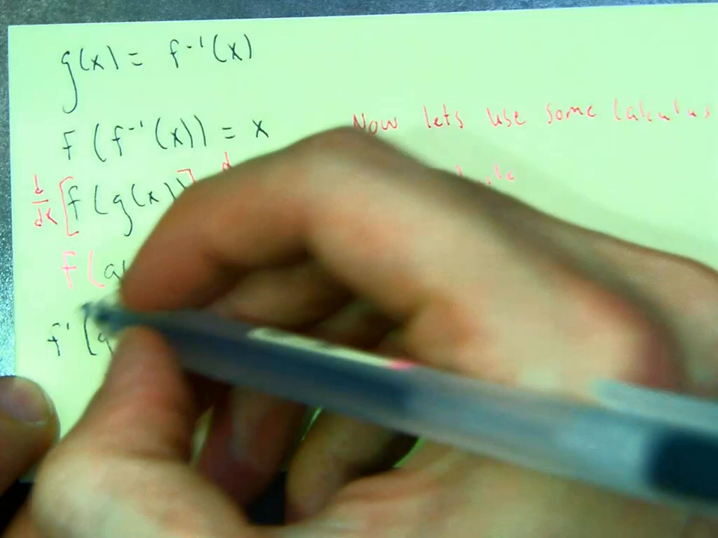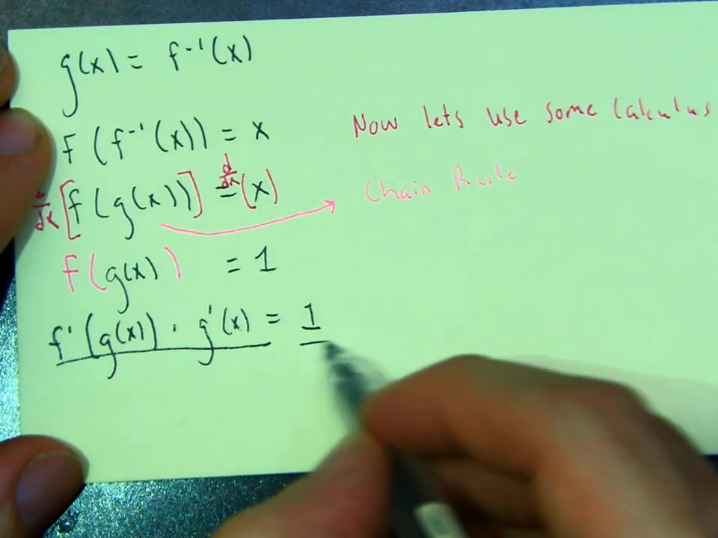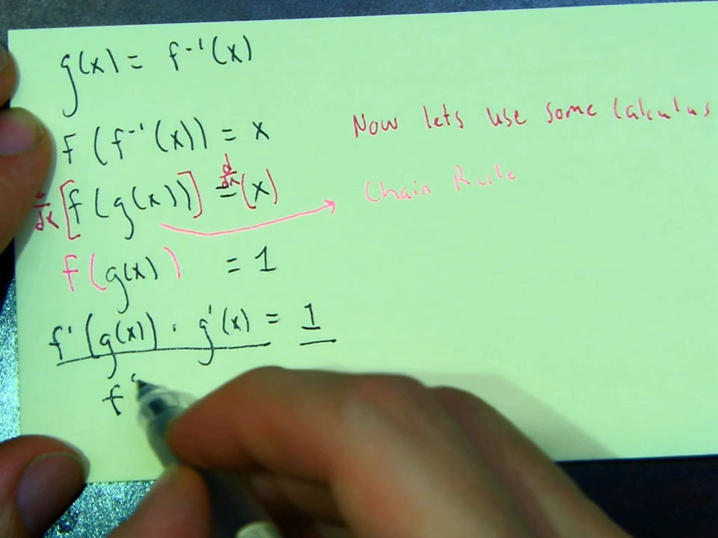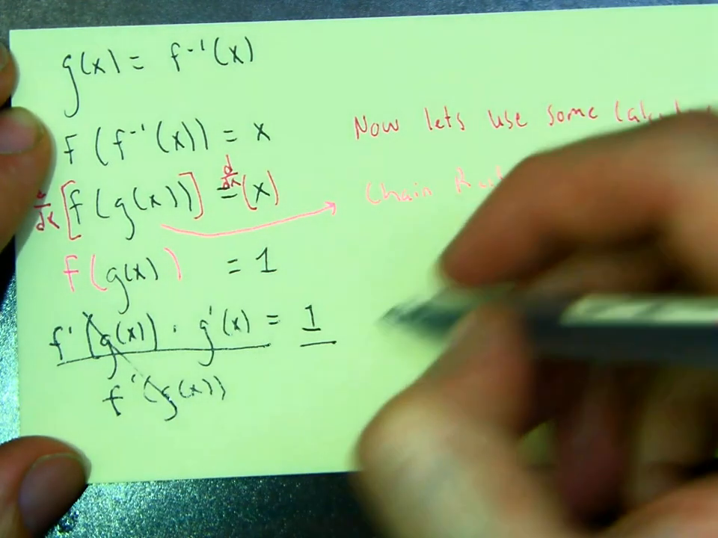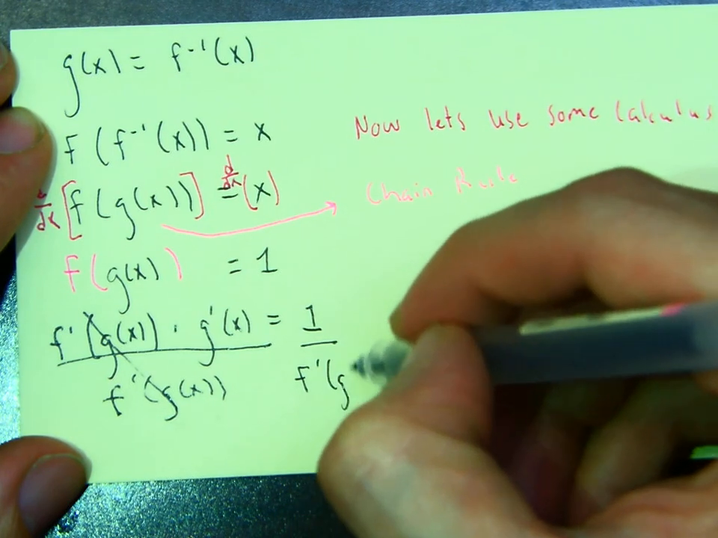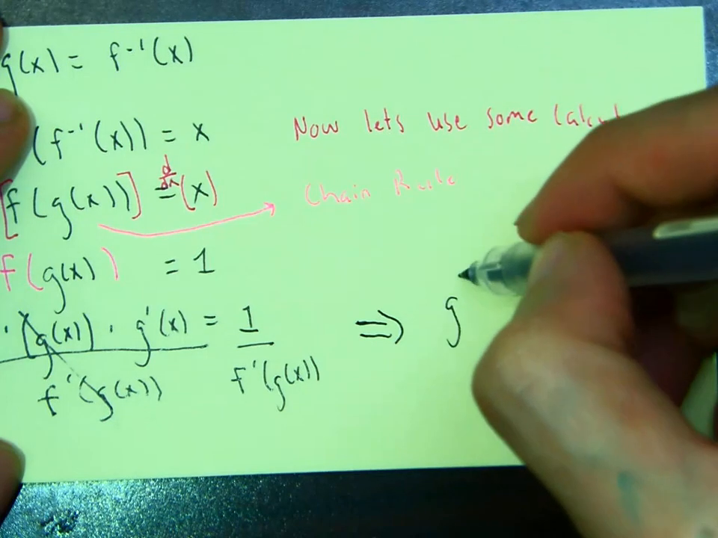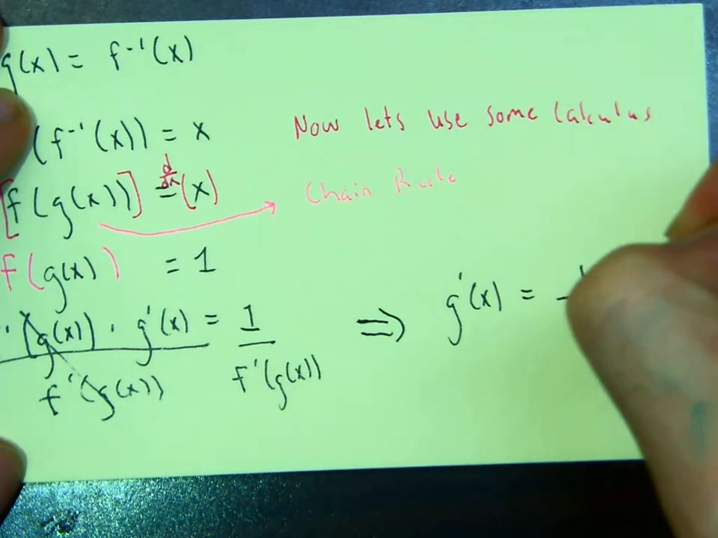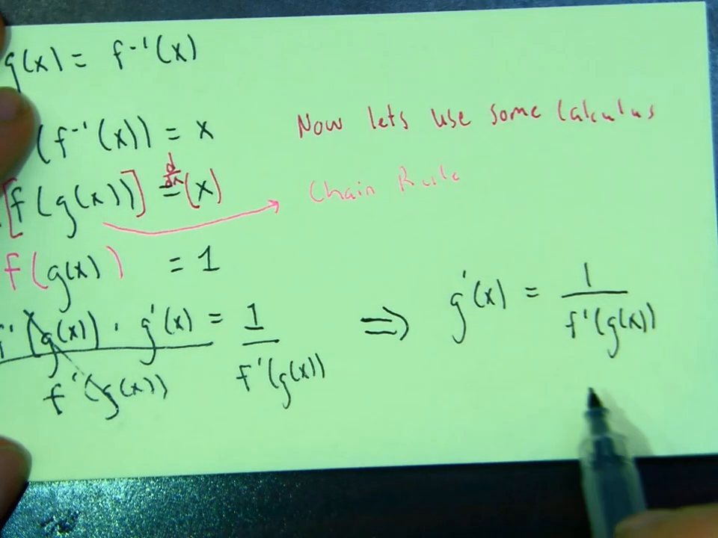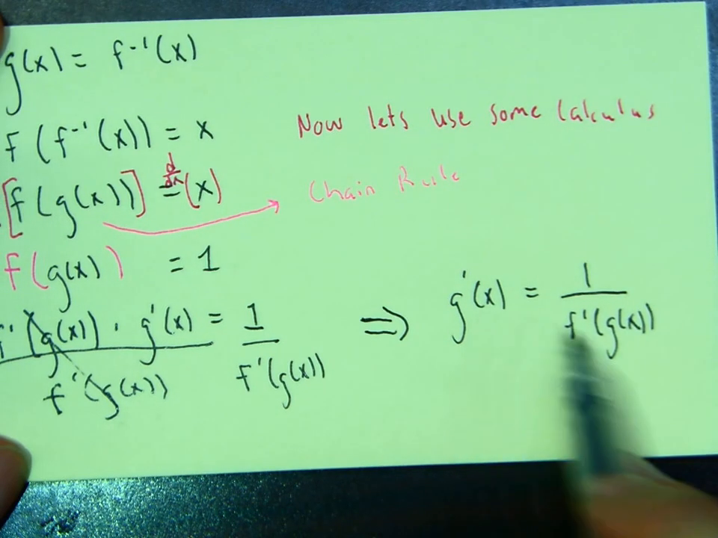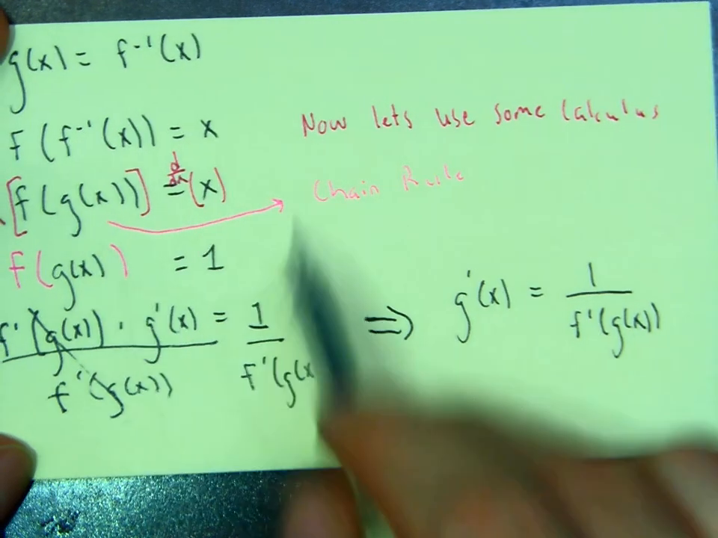Okay, and then what else can you get from here? You can divide both sides by f prime of g of x, so this cancels. So then you have this little equation: g prime of x is equal to 1 over f prime of g of x. But also, you know that g of x is also the inverse of f of x. We'll come back to that. This is really important.